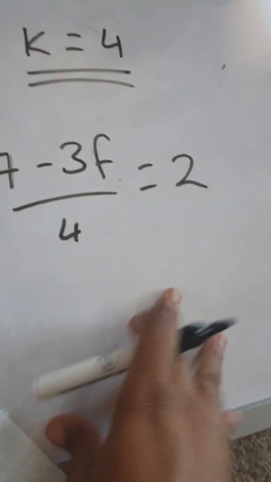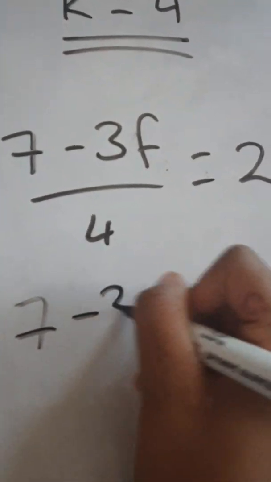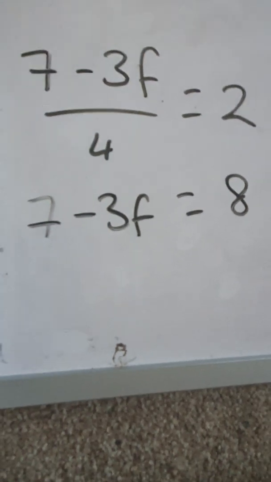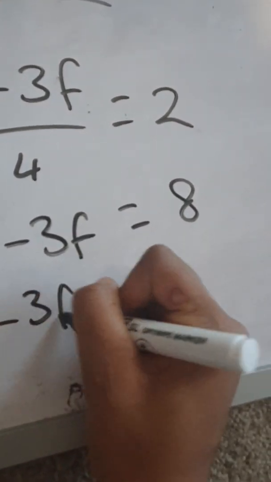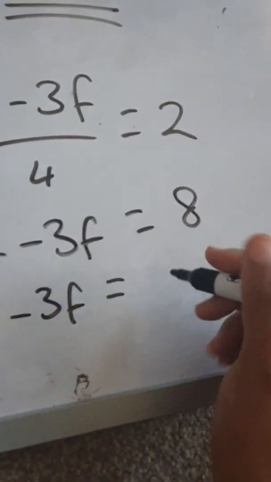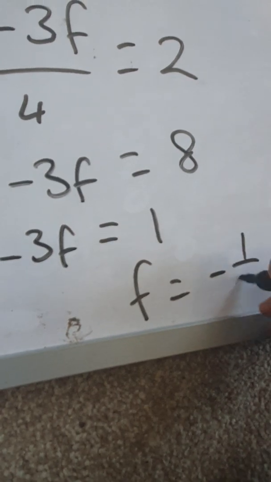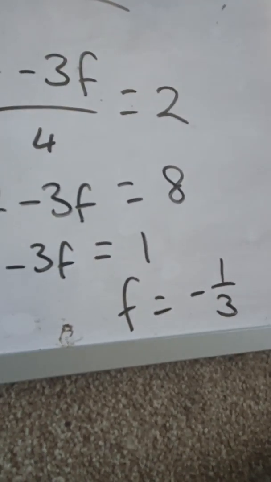What do you think the first thing we're going to have to do is? Over here we had to expand. Down here we're going to have to multiply both sides by 4. If we multiply both sides by 4, we've got 7 minus 3f equals 8. Now we've got an equation we can solve. I'm going to have minus 3f then equals 1. And then that means f equals minus 1 over 3. Okay? So it looks harder, the numbers aren't as nice, but it's something we can all do.